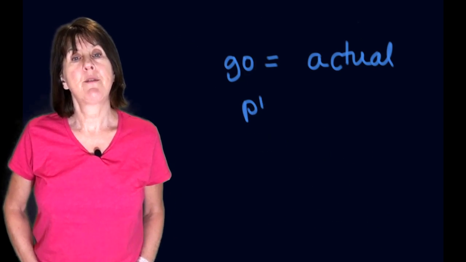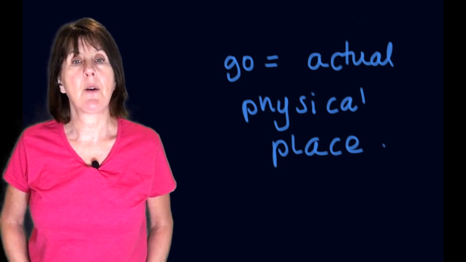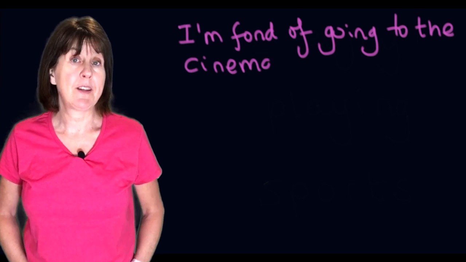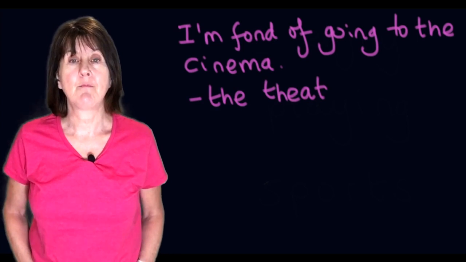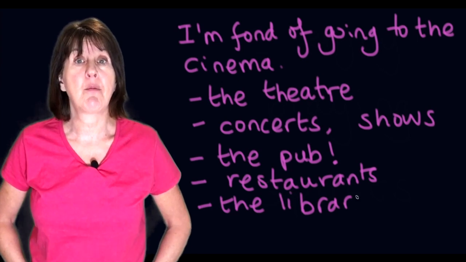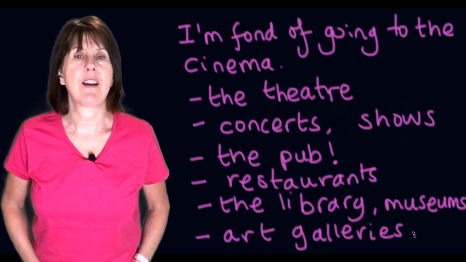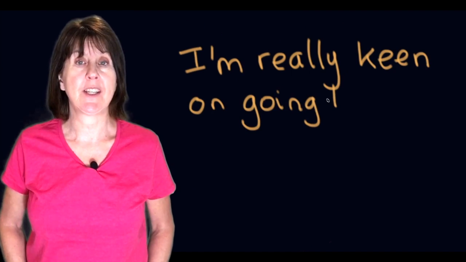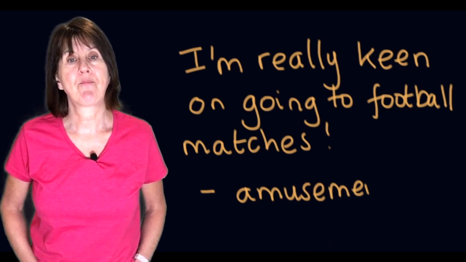You also use the verb go to talk about actually going to a physical place. So you might say, I'm fond of going to the cinema or the theatre, maybe concerts, shows, even the pub, restaurants, the library, museums or art galleries. Or I'm really keen on going to football matches or amusement parks.